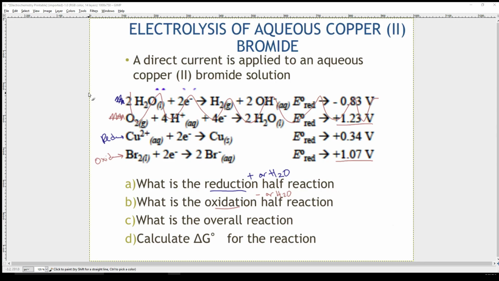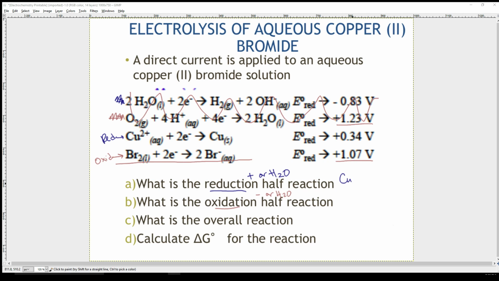So we need to write our overall reaction. We're going to add these together. Is this already balanced? Are the electrons balanced? Well, they're both 2. That's good. I have this one written as reduction. The bromine, though, is still written as reduction, so that's actually not good. We need it to be written as oxidation. So what do I have to do to this equation? I have to flip it.